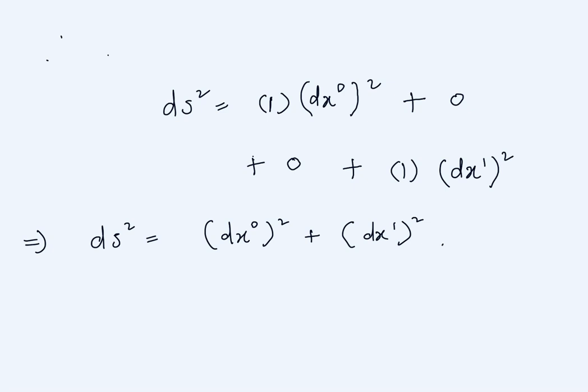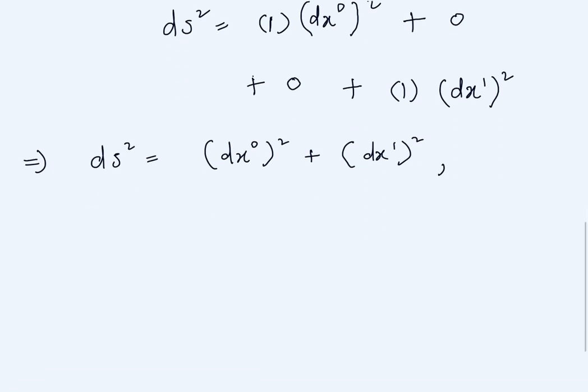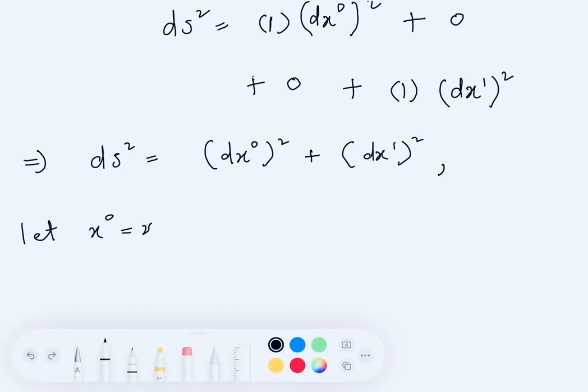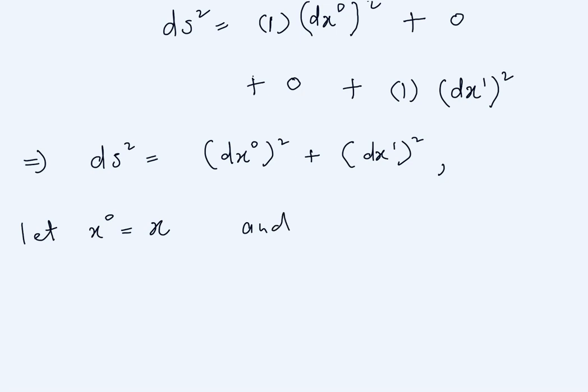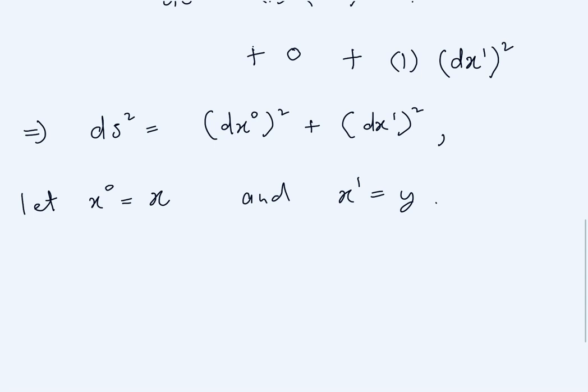But usually, when dealing with R2, what we do is that we let x0 be equal to x. We denote x0 with an x. We let x0 be x, and we also let x1 be y. So therefore, our metric then will become the following.